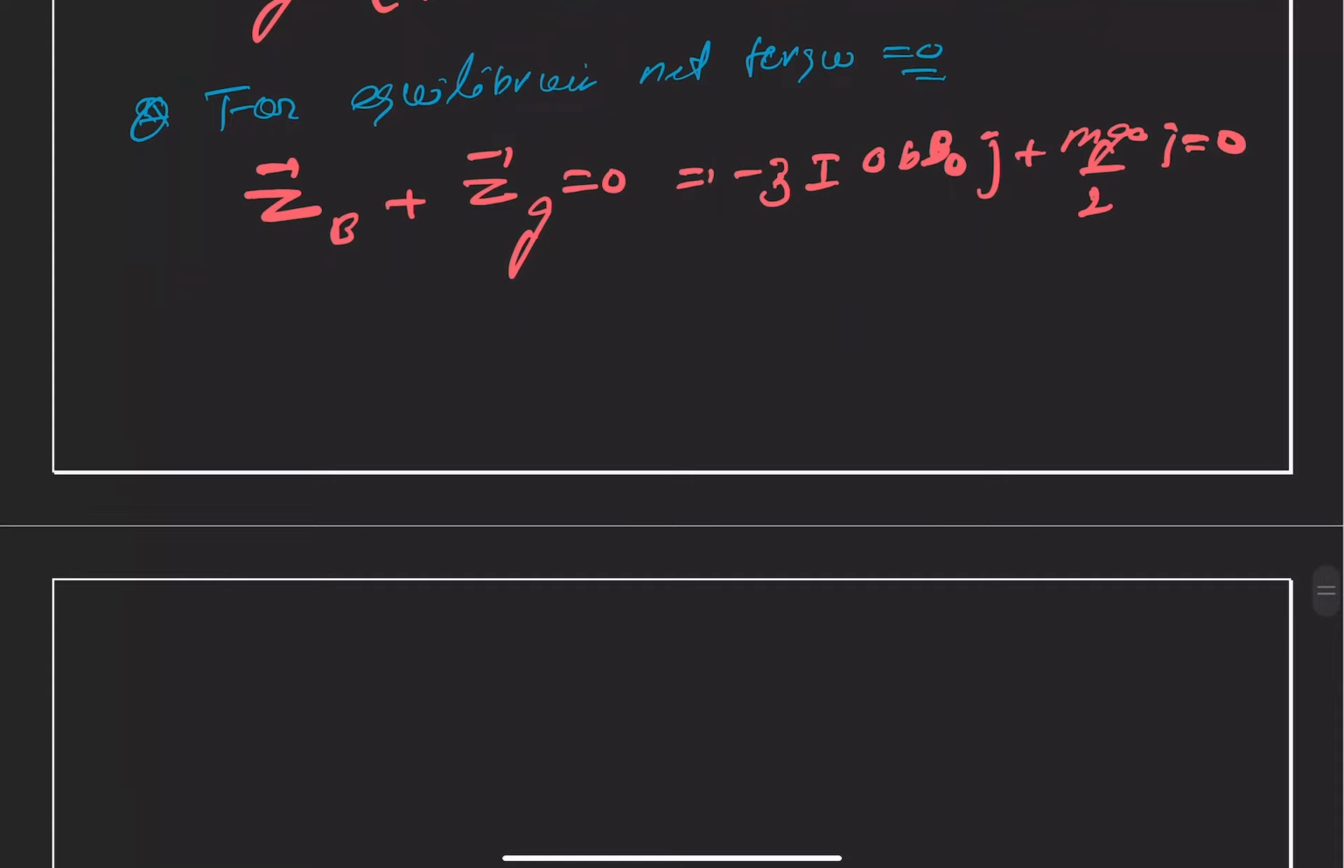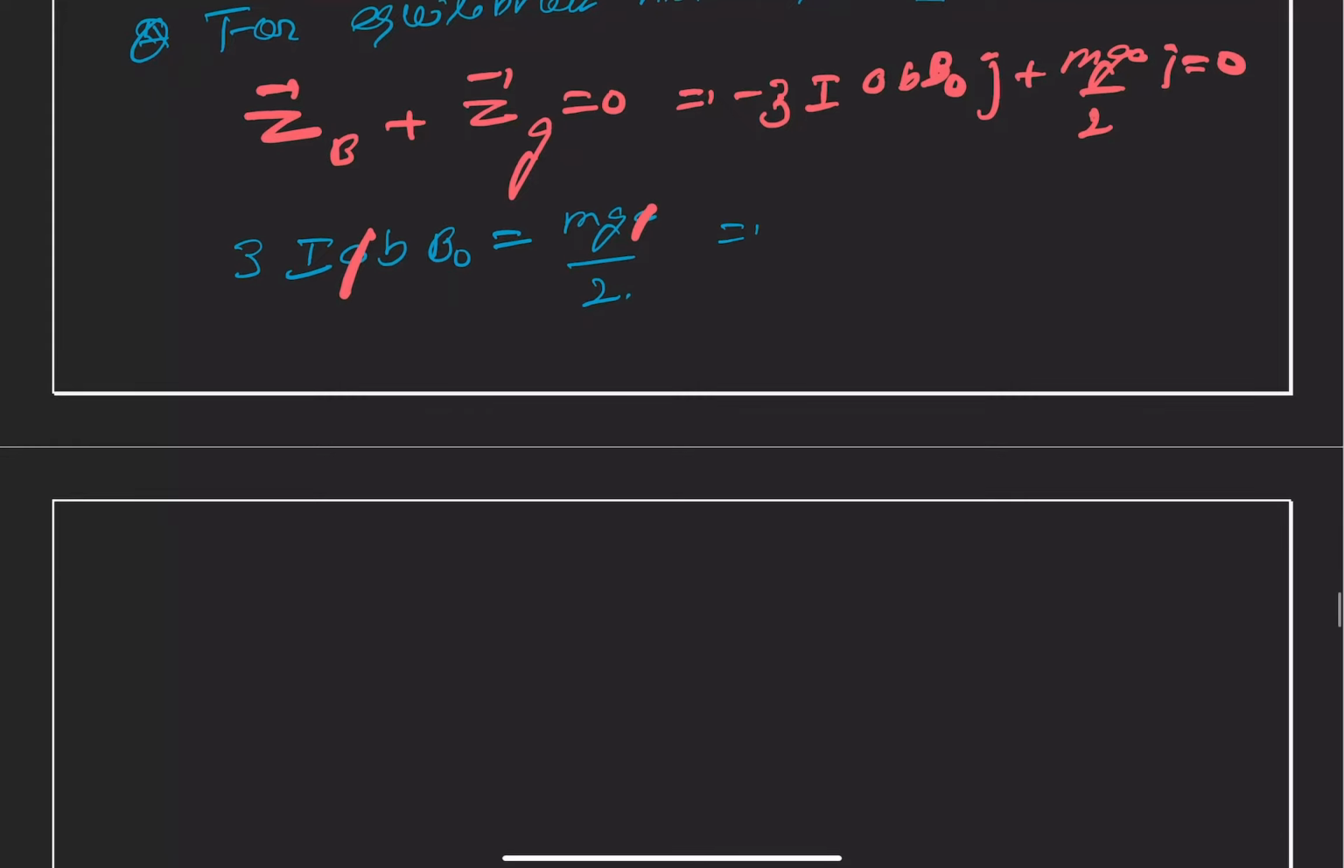Now it's a quite simple simplification. So this gives us 3 I a b naught is equal to mga divided by 2. And here a cancels with a and the rest remains the same. So based on this, we can find out that the value of the current I will be equal to mg upon 6 b naught.